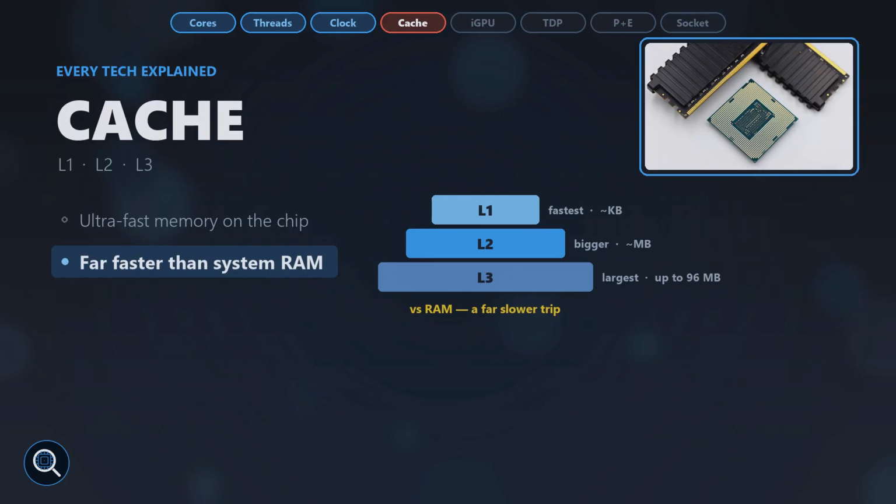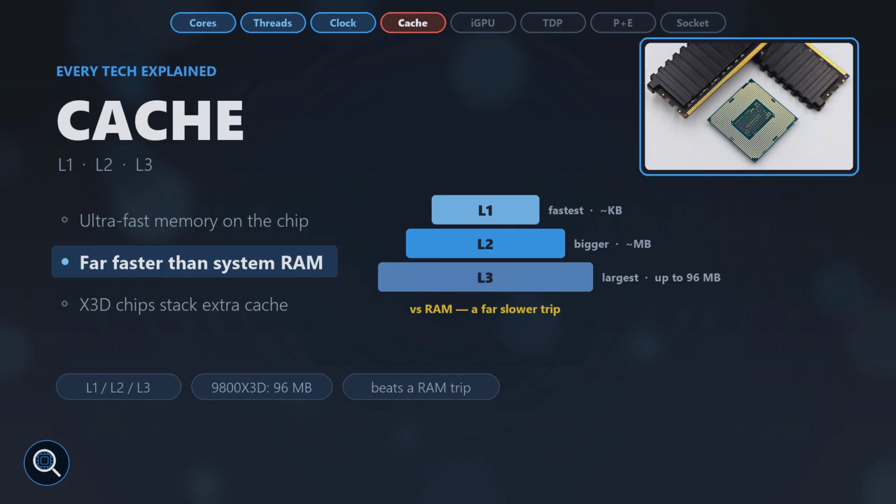The strength is speed. Grabbing data from cache is dramatically faster than the long trip out to system memory, so a bigger cache keeps the cores fed and busy. The weakness is that it's expensive and physically tiny, so there's never very much of it.